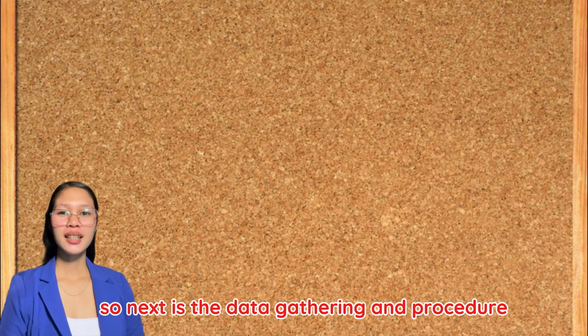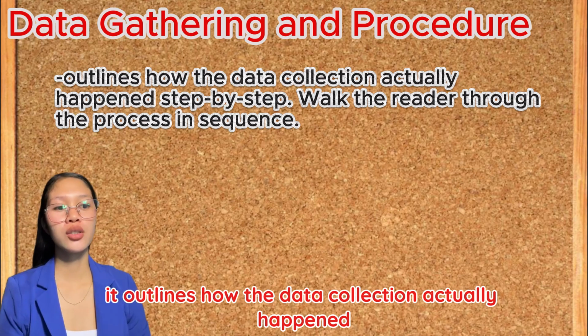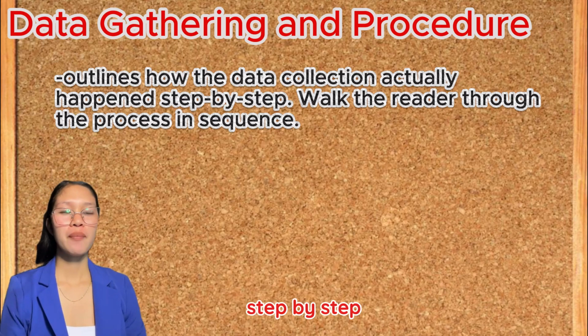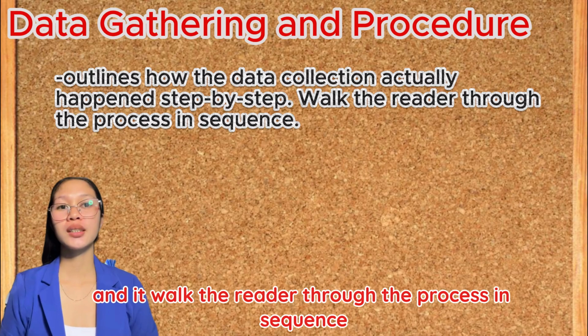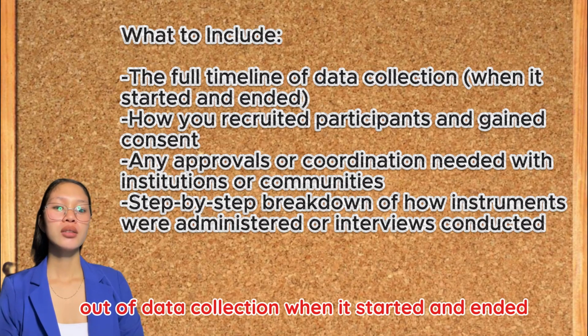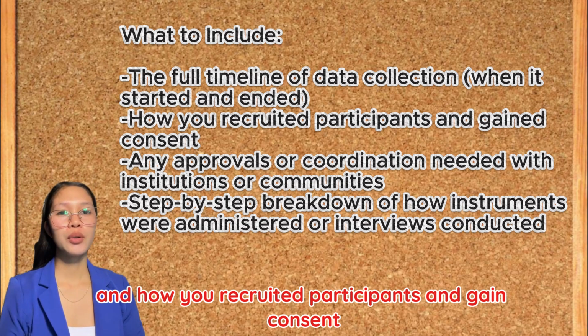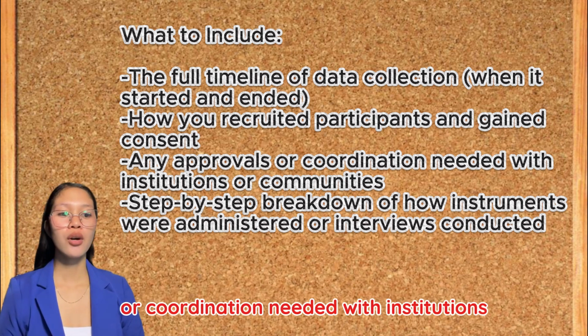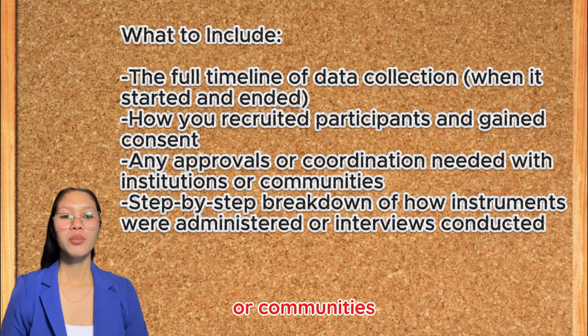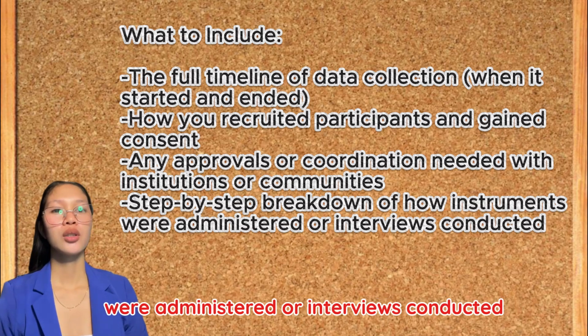Next is the data gathering procedure. In this section, it outlines how the data collection actually happened step by step, and it walks the reader through the process and sequence. This also includes the full timeline of data collection, when it started and ended, how you recruited participants and gained consent, any approvals or coordination needed with institutions or communities, and a step-by-step breakdown of how instruments were administered or interviews conducted.